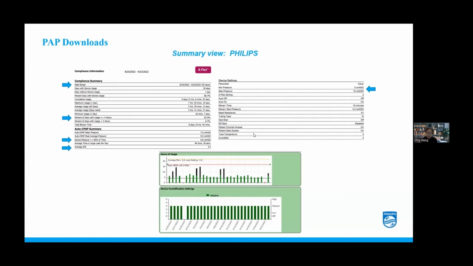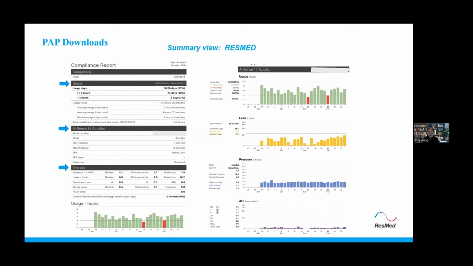And then we want to look at the residual amount of events. If this is greater than 5, where below 5 is under the goal, then we need to troubleshoot and think about why the machine is inadequately or not fully treating the OSA. So this is a summary view. They also give you graphical summaries of humidification and the hours. So that was Philips.